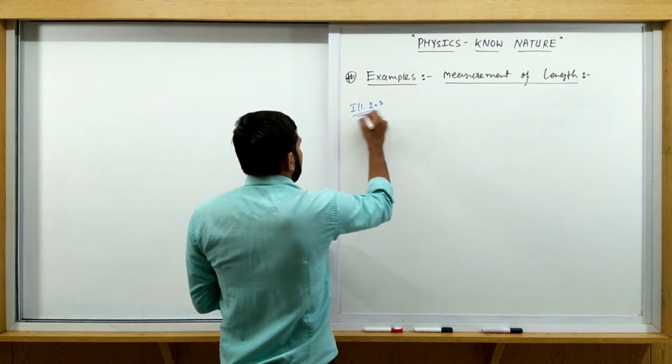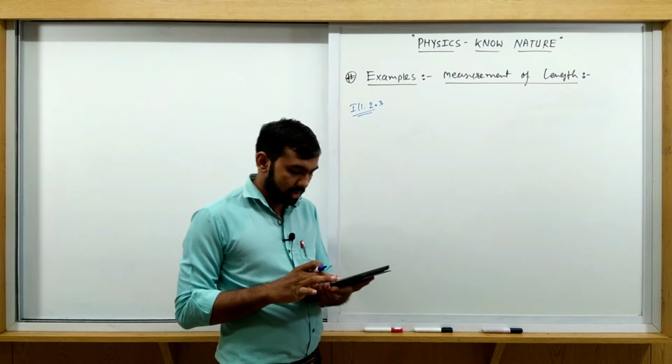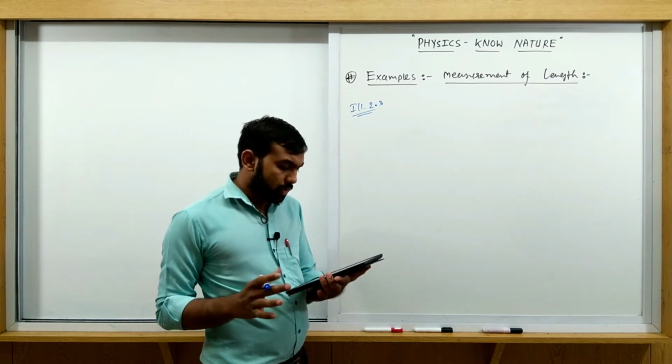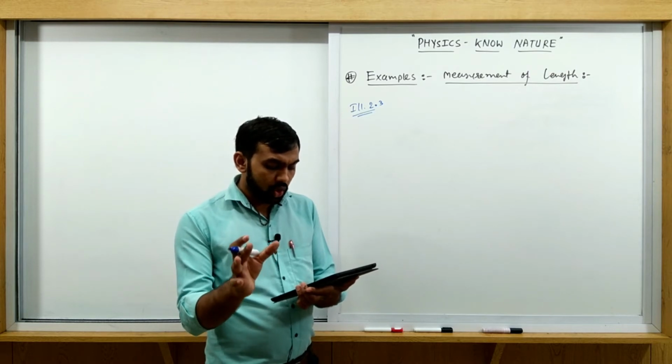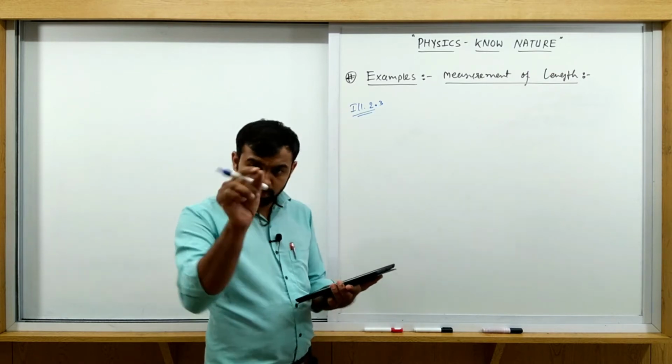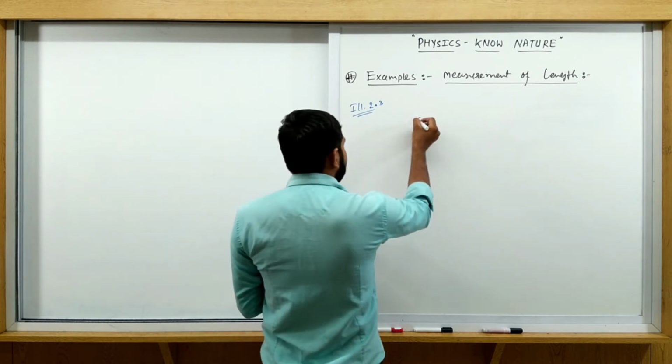Illustration number 2.3, page number 19. The moon is observed from the two diametrically opposite points A and B on the earth. Underline "moon is observed". So here the planet is considered as a moon. So that is the moon.